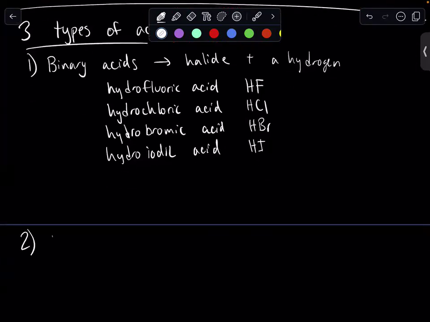For the second grouping, we have what's called our oxyacids. These are derived from polyatomics.